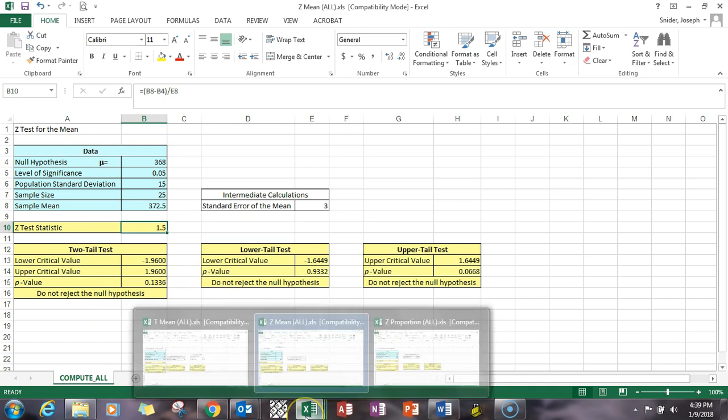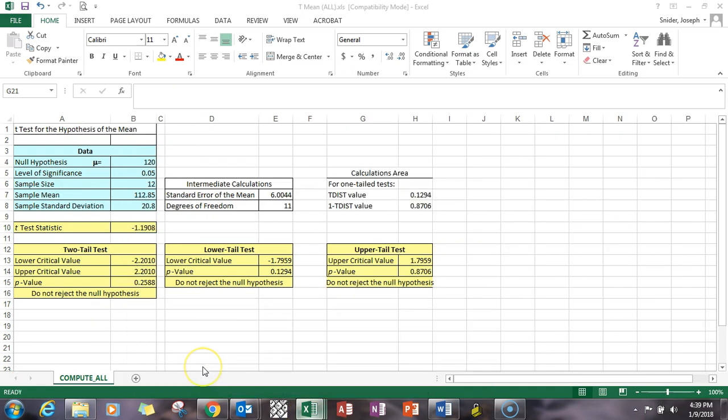Now I'm going to go over another one here called the t-mean test. And the key difference here is that you now have sample standard deviation in row 8, where we did have population standard deviation before. In this case, we just don't know that value for the population standard deviation. So we have to use the sample standard deviation, which is less accurate. It's just one sample worth of data. You don't have the whole population worth of data. But the operation of this spreadsheet is exactly the same.